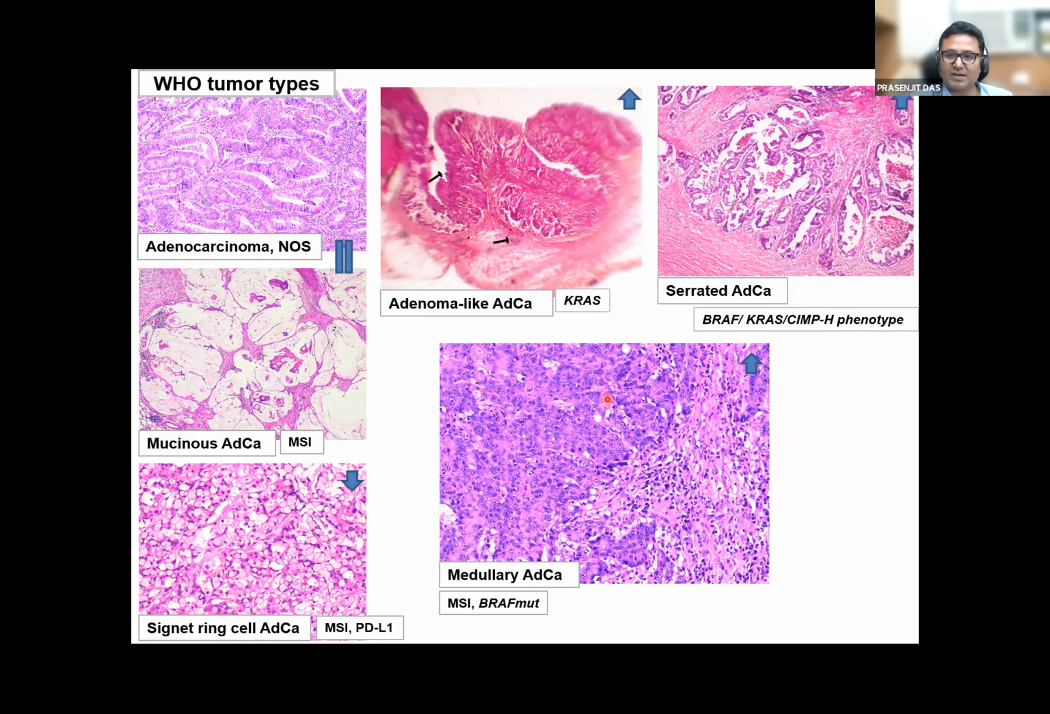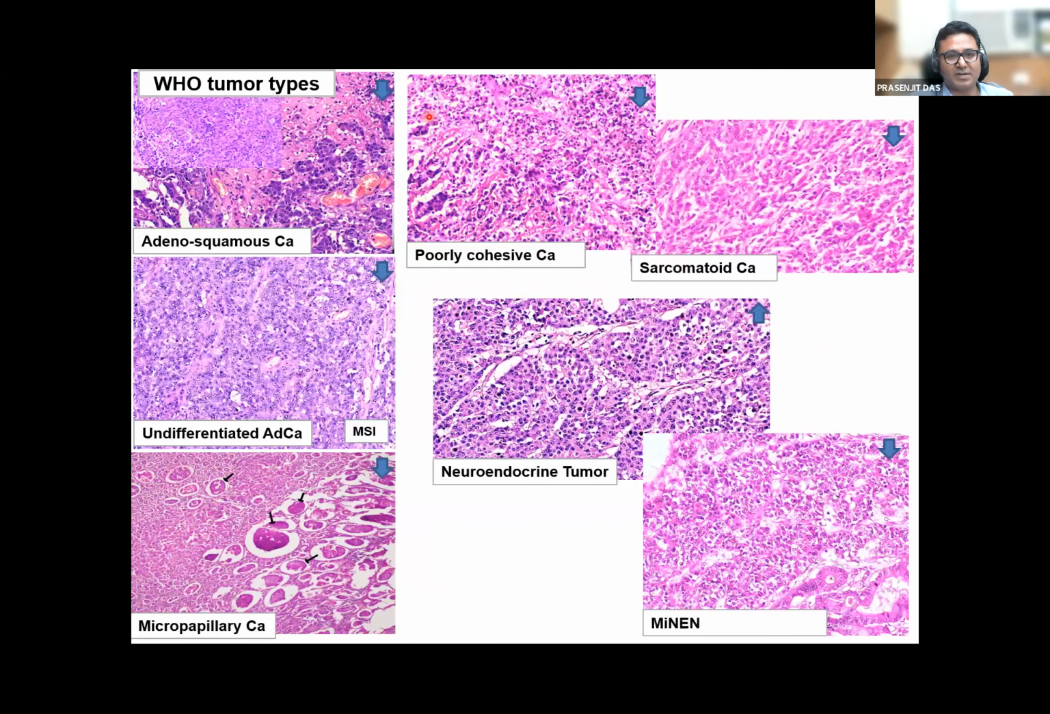Another variant of colonic carcinoma where we see a good outcome is the serrated adenocarcinoma. Why do we call it serrated? Because, as you can see, there are prominent serrations like a kitchen knife edge in all these glands. In this we also commonly see methylation of various tumor suppressor genes, and they commonly show BRAF and KRAS gene mutations. So this has a relatively better prognosis, but there are other variants which show very poor prognosis.